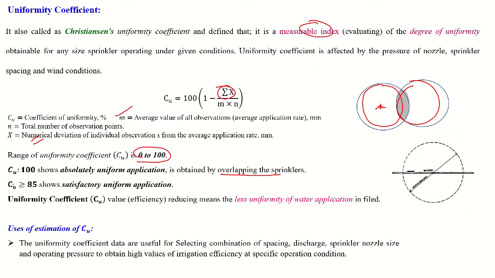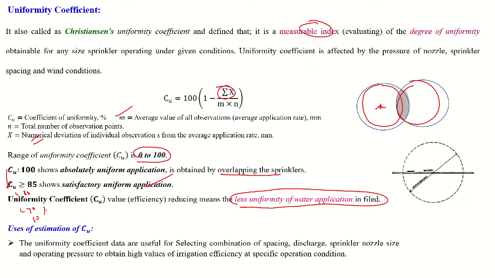Where the CU is more than 85%, it shows satisfactory uniformity of application. So in this condition, we can say that our system is in good condition. If the uniform coefficient value or efficiency is reduced, it means there is less uniformity of water application in the field. So the value is going to reduce: CU is 80, CU is 70, CU is 60. That means the application of water from the sprinkler or from the system is reducing, so there is no proper distribution of water for the crop.